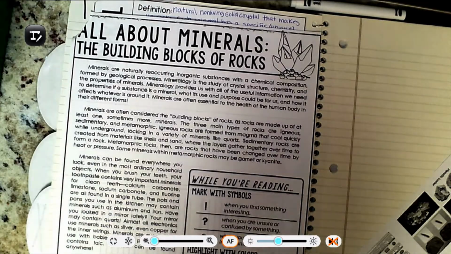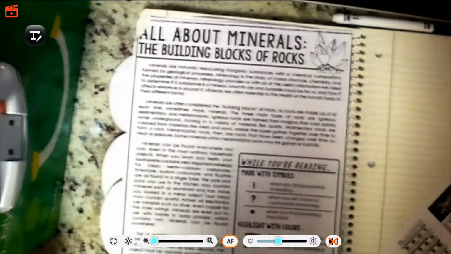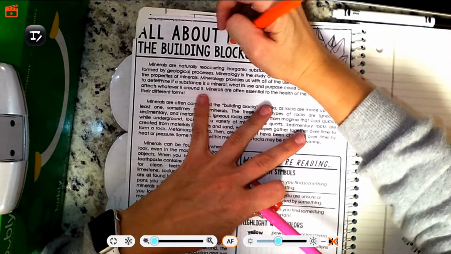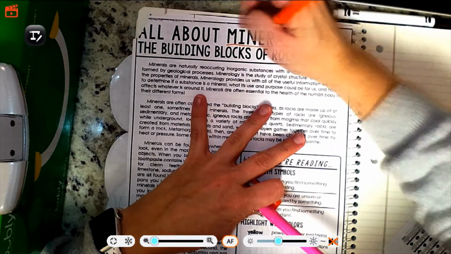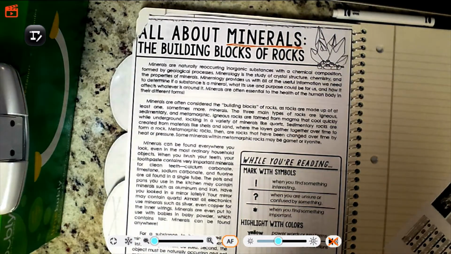So title of our reading passage, all about minerals, the building blocks of rocks. So we just wrote that down. Remember? Oh, so exciting. I know. So minerals. So let's see. Here's what we're going to do.